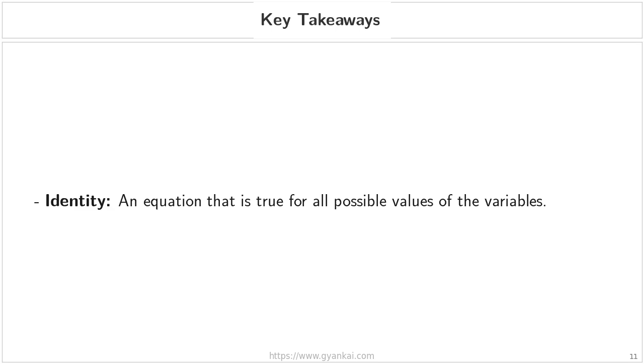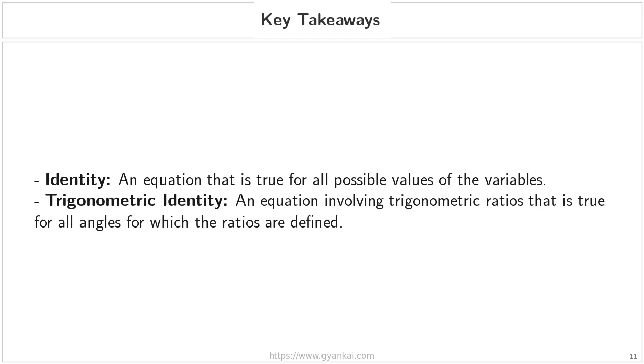Key takeaways. First, let's revisit the core definition of an identity. Remember, an identity is not just any equation. It is a special type of equation that remains true for all possible values of the variables involved. It is a universal truth within its context. Next, when we narrow our focus to trigonometric identities, we are looking at equations involving trigonometric ratios, like sine, cosine, or tangent, that hold true for every single angle, provided that those specific ratios are actually defined for those angles.